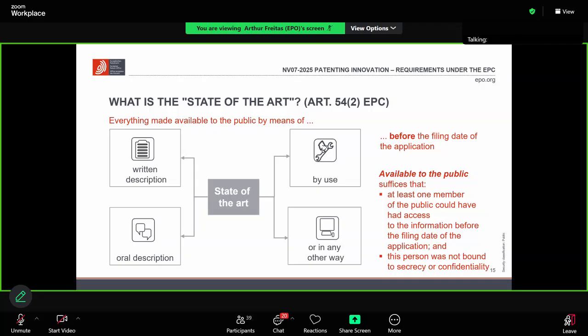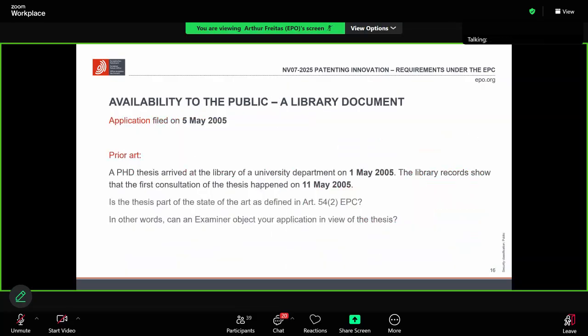And here, careful, because for something to be available to the public it suffices that at least one member of the public would have had access to the information before the date of filing, and this person was not bound to any non-disclosure agreement, any secrecy or confidentiality. So imagine you go to a trade fair, you have a booth there, and nobody comes, just one person enters, and you give a sample of your product to that person. And next week you file a patent application. Well, that one sample that you gave to one person can potentially jeopardize your application. So be very careful there.